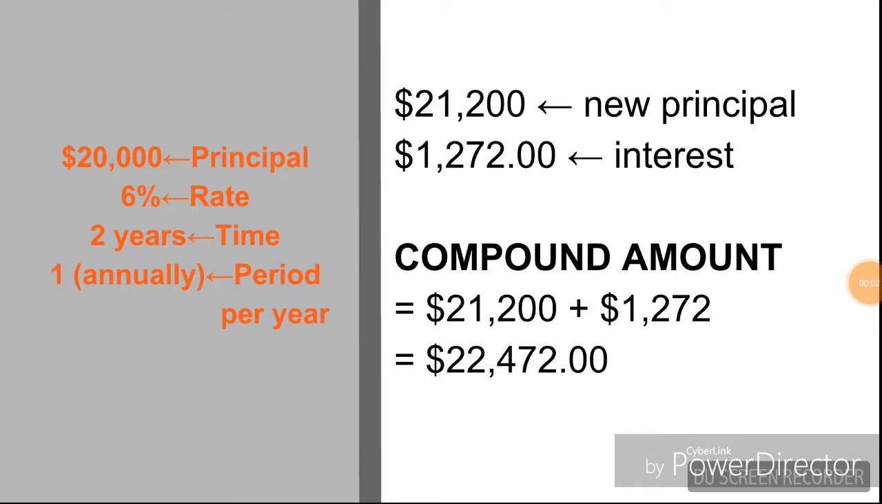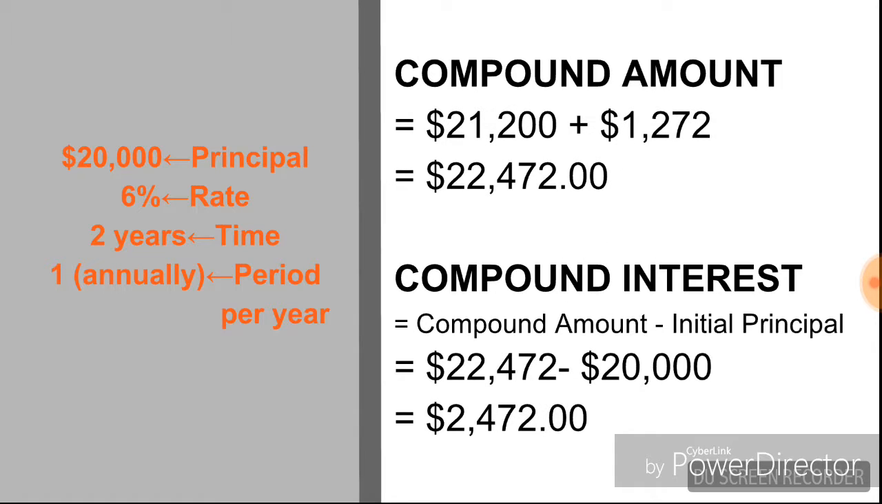Now that we computed the annual interest for 2 years, we are ready to compute for the compound amount by adding the most recent computed interest and computed principal. $21,200 plus $1,272 equals $22,472. $22,472 is the calculated compound amount.